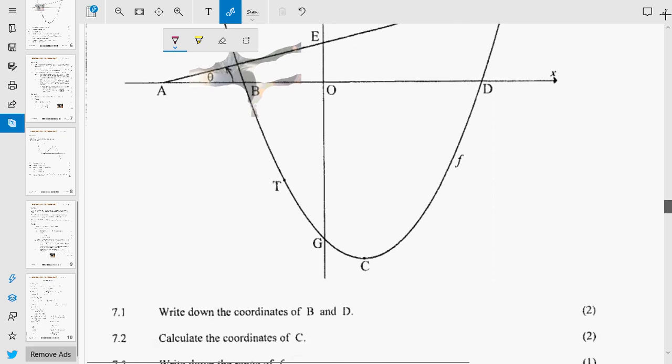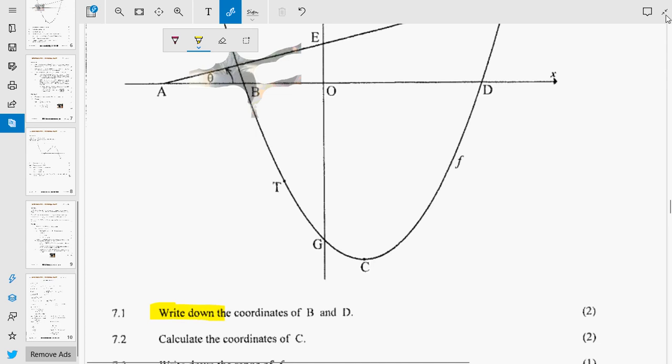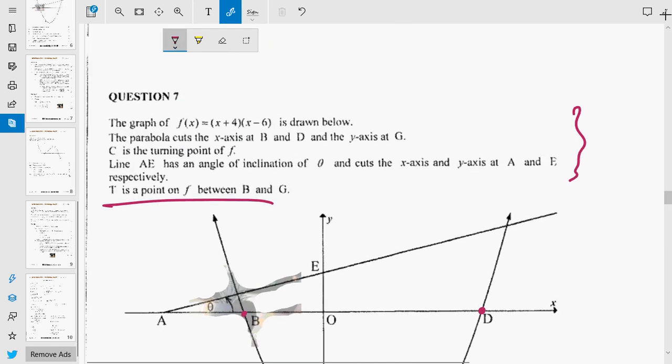Now, the first part of the question asks us to write down the coordinates of B and D. If you look at B and D, they are your x-intercepts of your parabola. That means y is equal to 0. So if you take this equation, right?